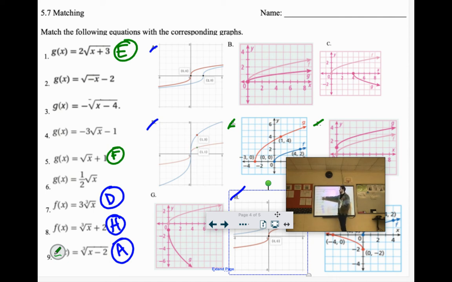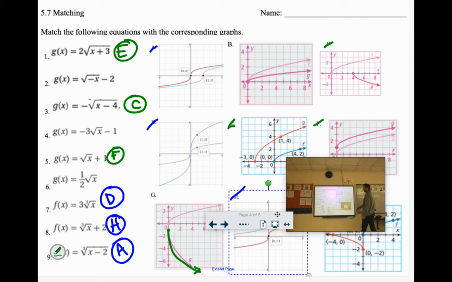Now, number 3 has the negative out in front, which flips it upside down, and it is grouped in with a -4, which would shift it to the right 4. So upside down and shift it to the right 4. Ah, I see. Oh, yes. All right, so number 4. It's got the -3 in front. It's got to be upside down, and it's got the -1 after it, which shifts it down 1. So if you look at G, that's shifted down 1, and it's upside down, probably at a rate of 3. So the only other one left would be I, right?